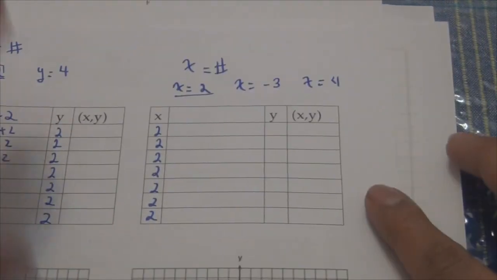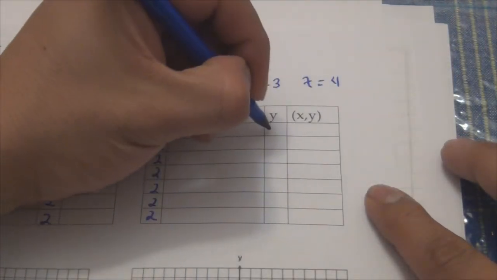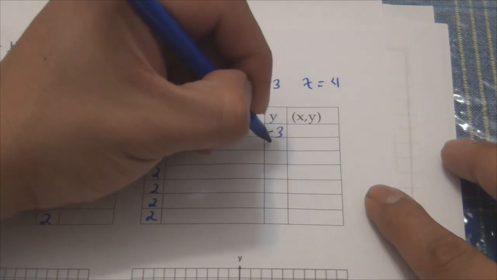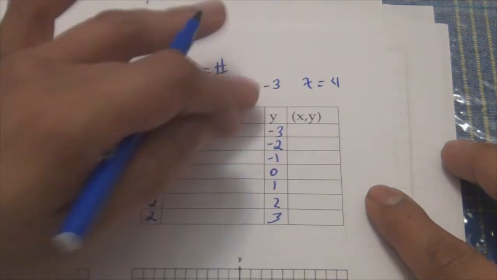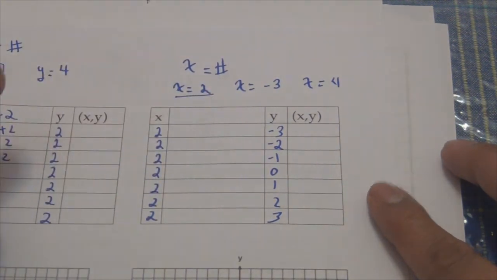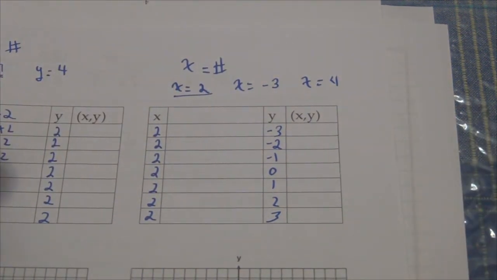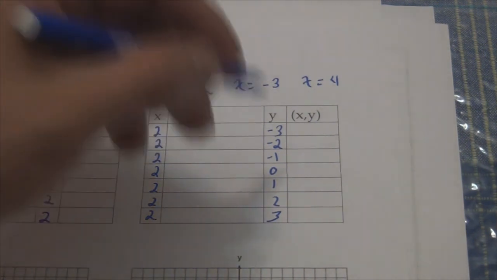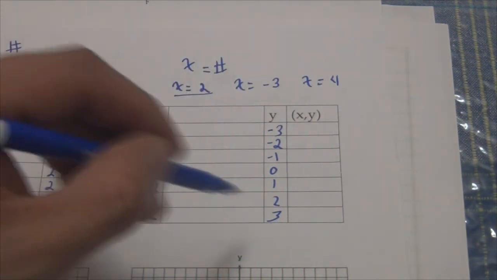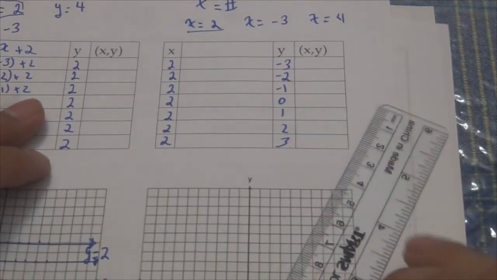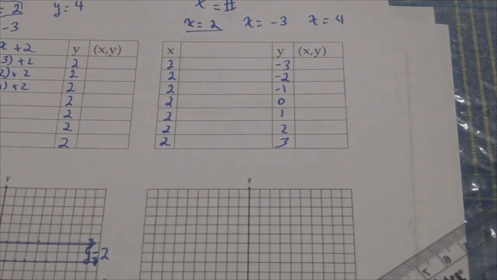So same thing here. So if y is -3, y is -2, y is -1, 0, 1, 2, 3, whatever y is, it says that x should be 2. Alright, let's put this to the test. 2, -3, 2, -2, 2, -1, 2, 0, 2, 1, 2, 2, right? So let's see now. And let me change the color.